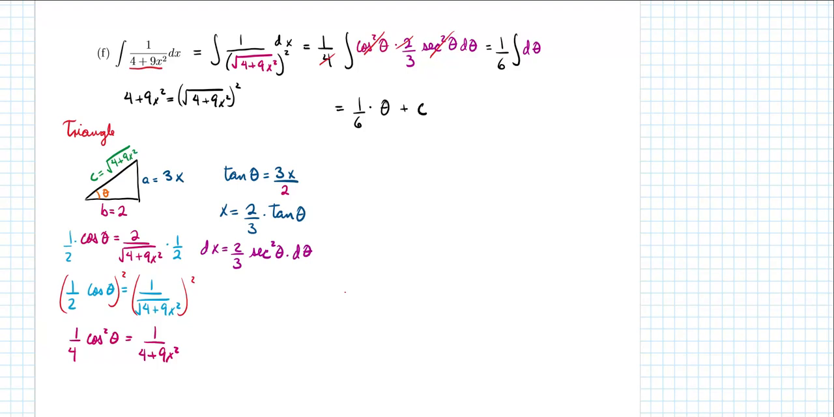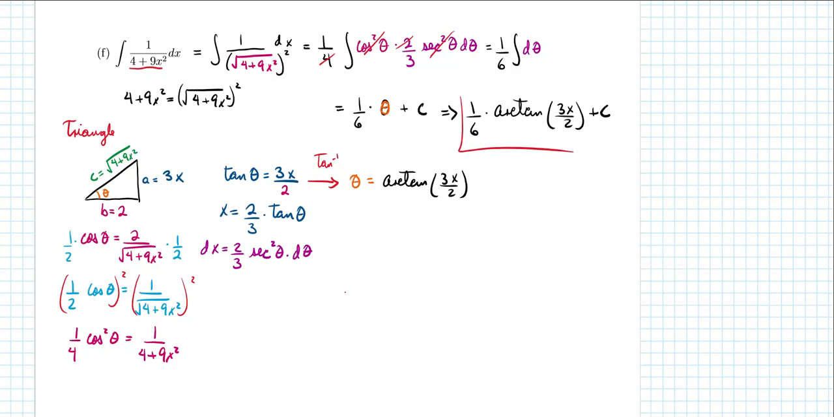So since we defined tangent theta as 3x over 2, we can go ahead and take the arctan of both sides, or the tangent inverse. So I put here tan inverse of both sides. That's going to give us a theta. Put the theta in orange. It's going to give us theta is equal to the arctan of 3x over 2. So this means here then that our final answer is going to be 1/6 times the arctan of 3x over 2 plus c.